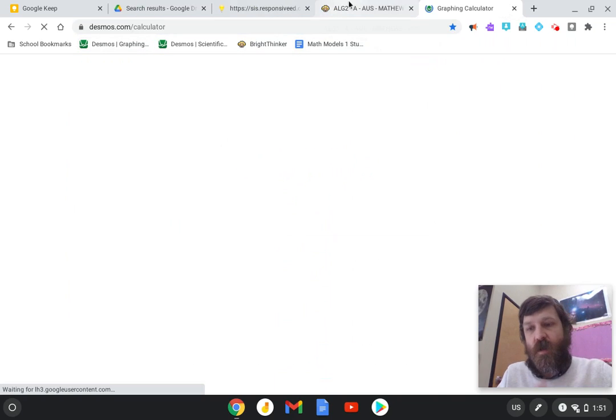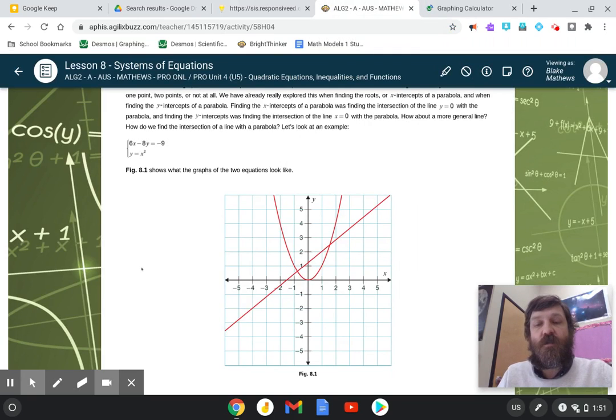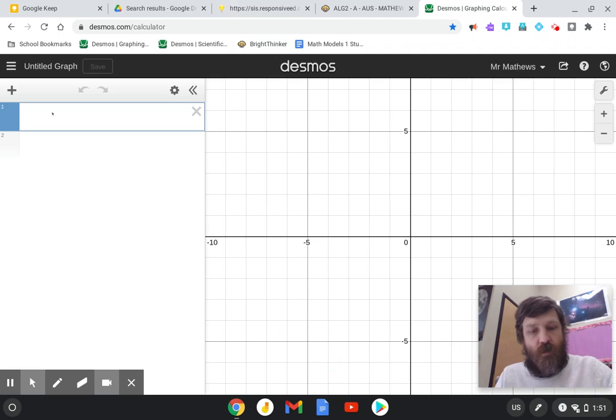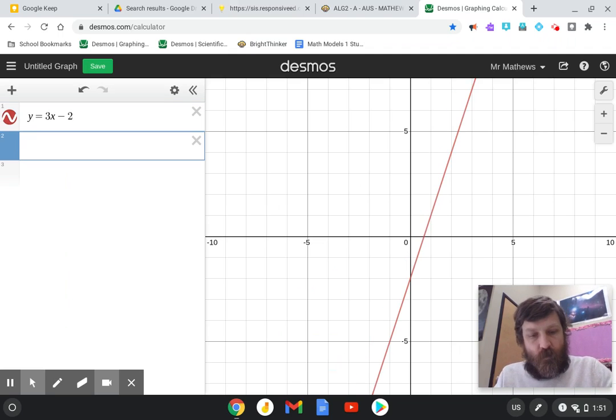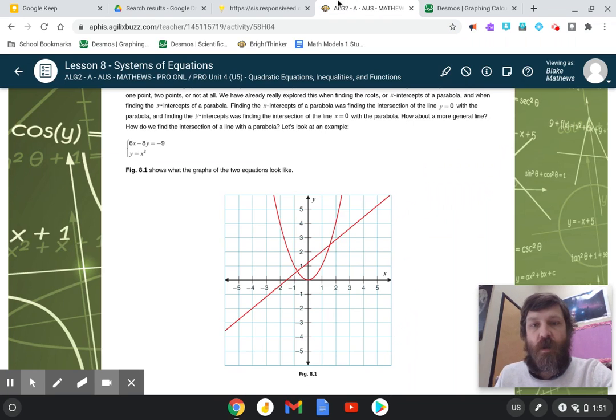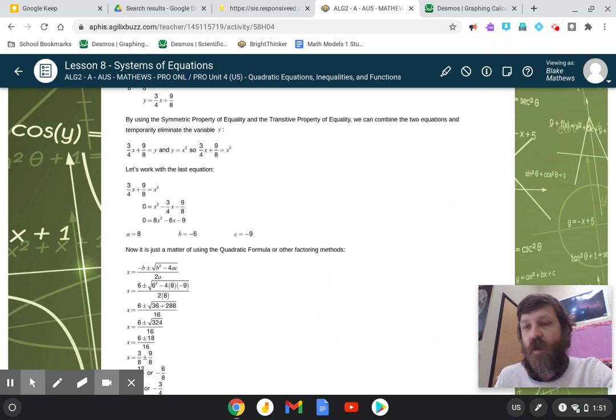Up to this point, we've been dealing with the solutions to systems of equations that were just linear. In other words, we would take two linear functions. Say we had y equals 3x minus 2 and y equals x plus 2. And we'd find the solution, which would be the intersection point of those two lines. Well, now we're going to combine the different types of equations we have been working with: quadratics, circles, square root functions, all of that.